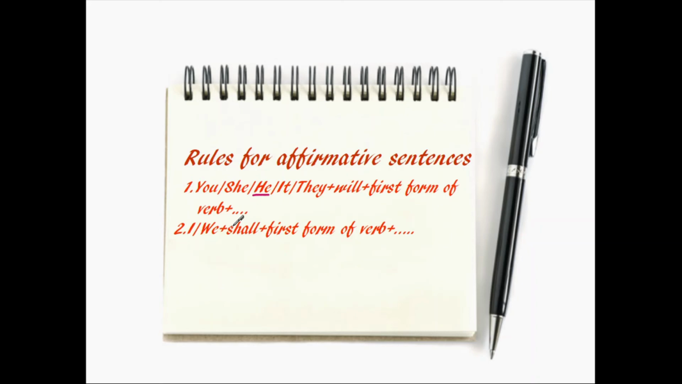Second one, I or we plus shall plus first form of verb plus the rest. So, for example, I shall purchase a new car. So I, then shall, purchase the first form of verb, a new car.